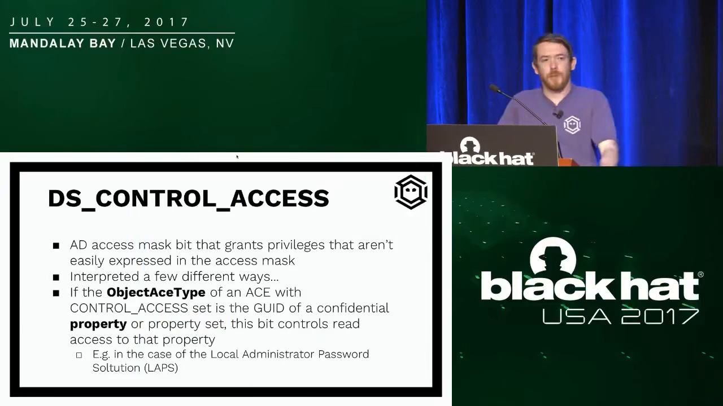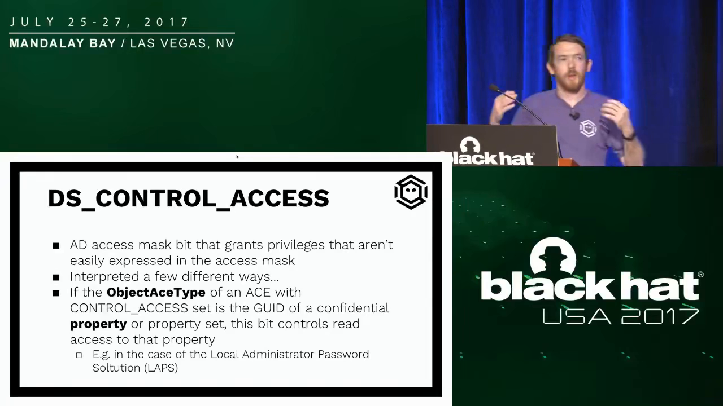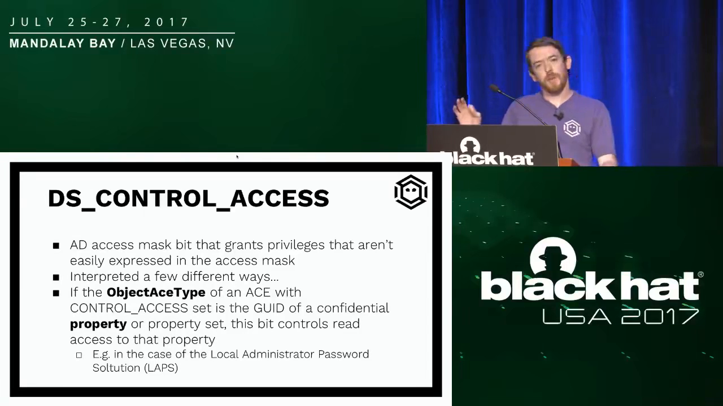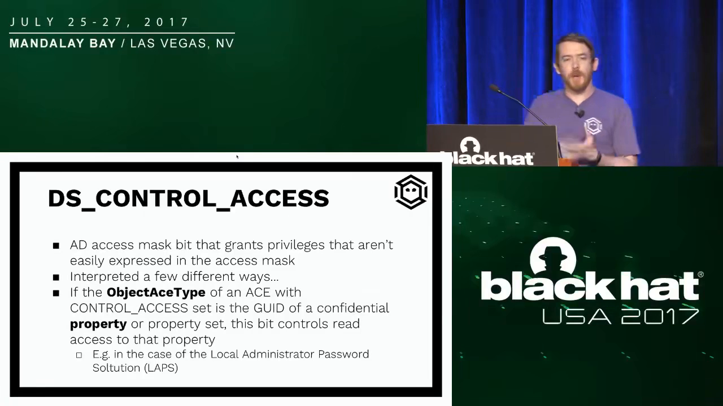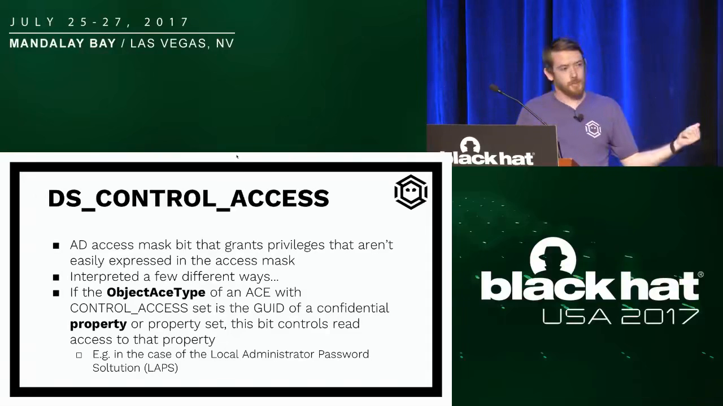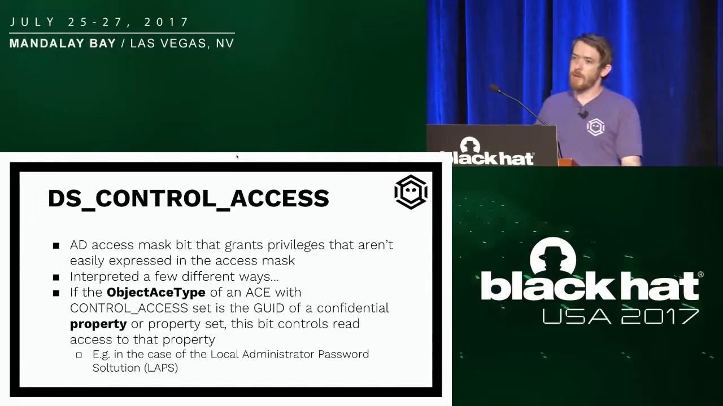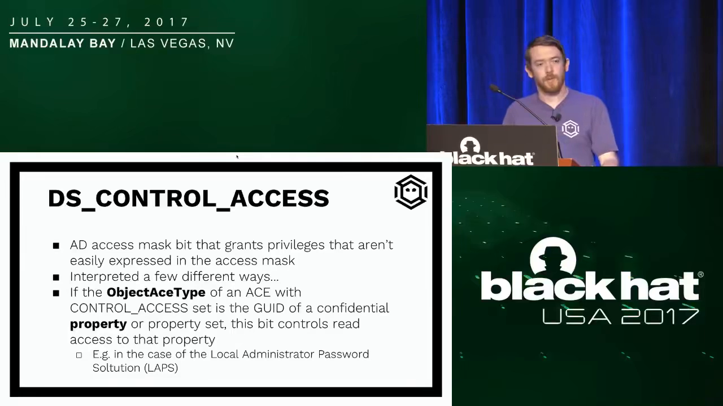There's one bit in the access mask we definitely care about. It's DS control access. It's a bit in the access mask that is used to demonstrate privileges that aren't easily expressed already in the access mask. So it's a way to extend how you can actually define this stuff. This bit is interpreted two different ways. If the object ACE type, which is a GUID, if the target of the ACE is a confidential property name, so if it's mapped back to a property that's marked as confidential, for example LAPS, then flipping the DS control access bit will grant read access to this sensitive property.